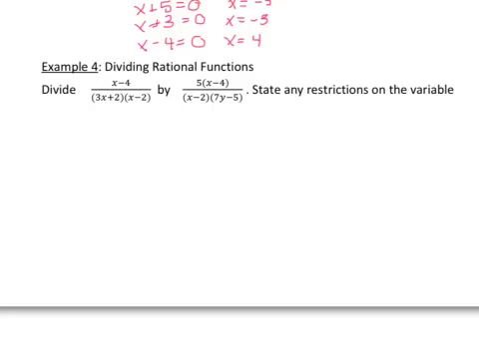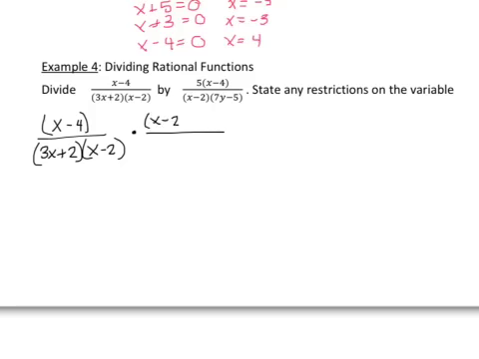All right, so we're going to have x minus 4 over 3x plus 2 times x minus 2. And then we multiply by the reciprocal. So we're going to switch. So x minus 2 is on top with 7y minus 5. And 5 times x minus 4 is on bottom. All right, what can we cancel?